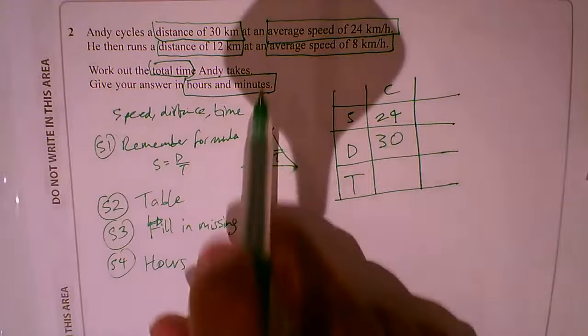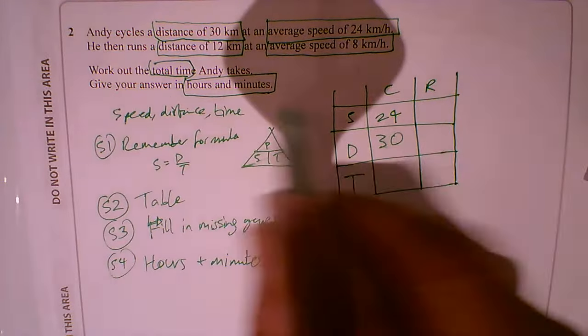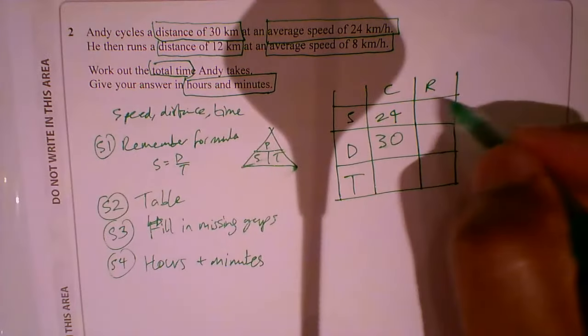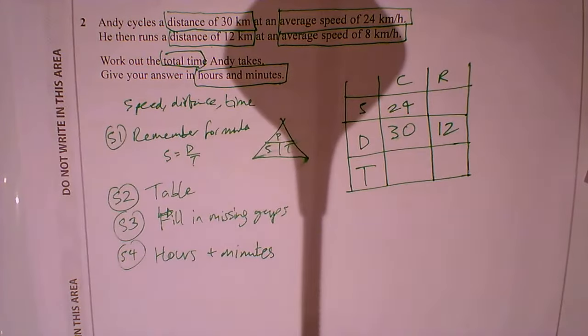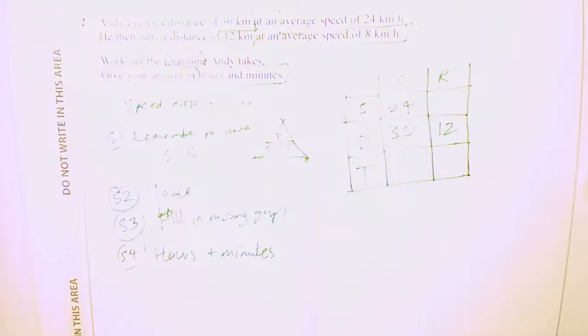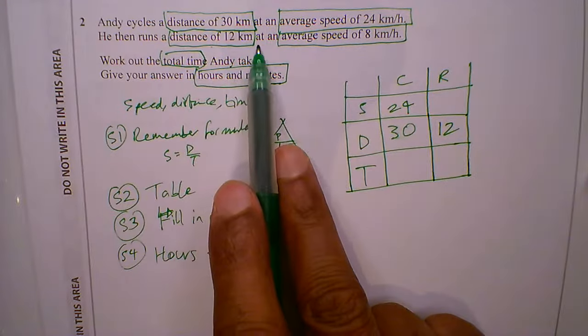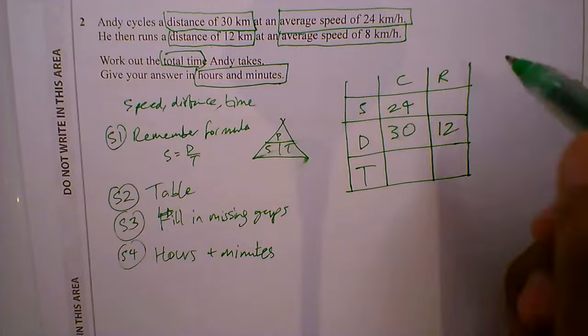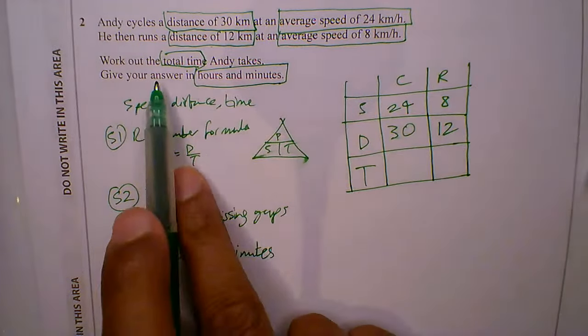Next thing I've got is he then runs. So he's running, and it's a distance of 12 kilometers at an average speed of 8 kilometers per hour. Work out the total time.